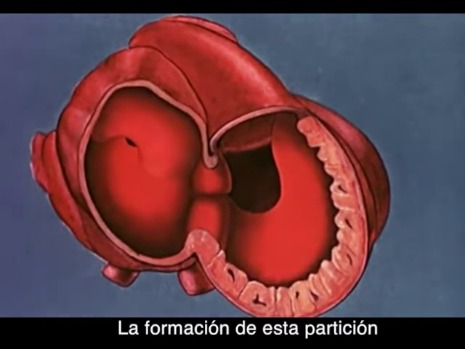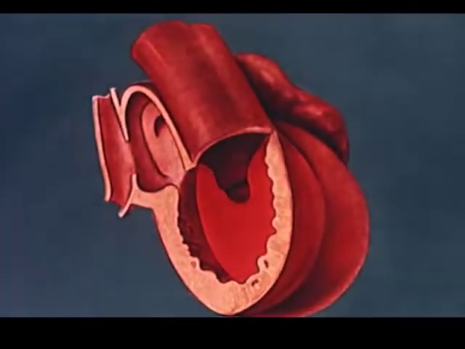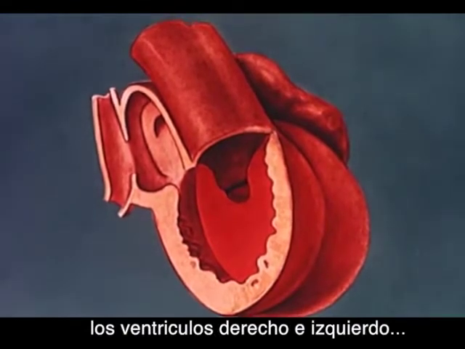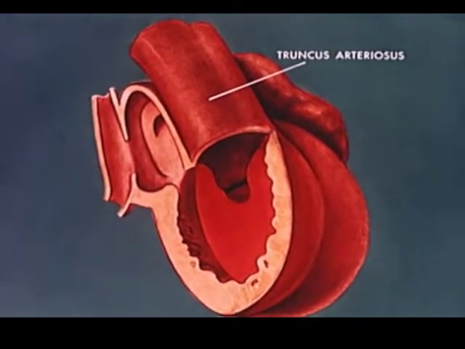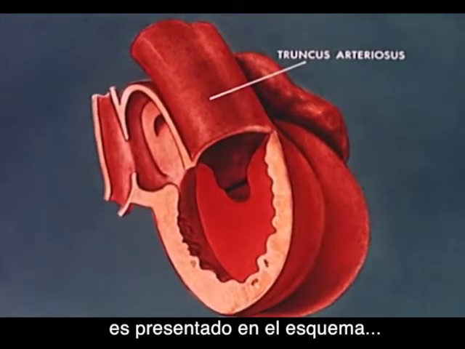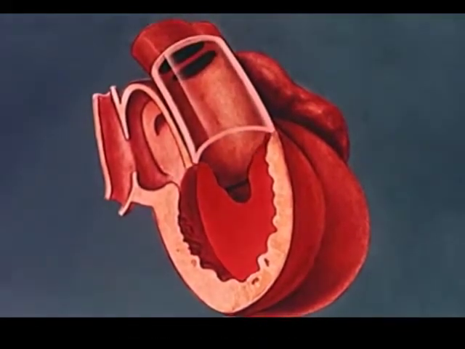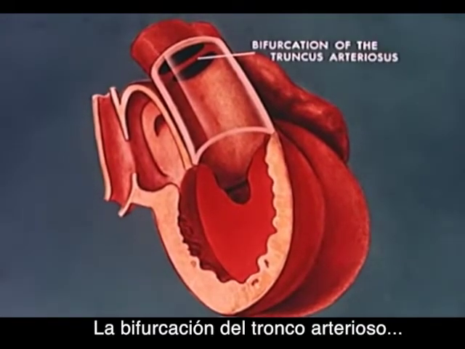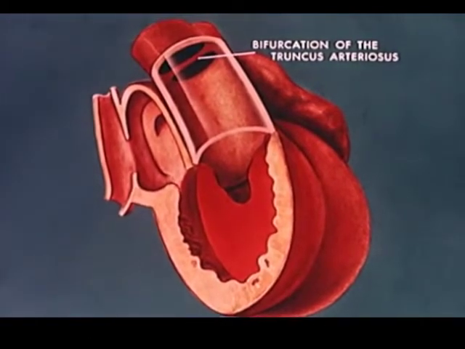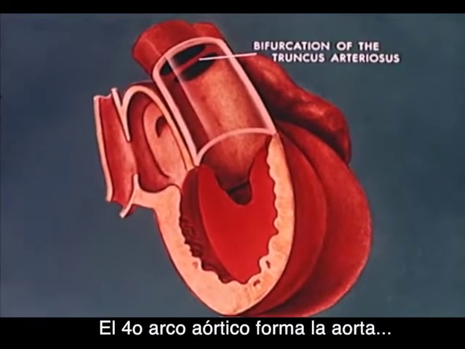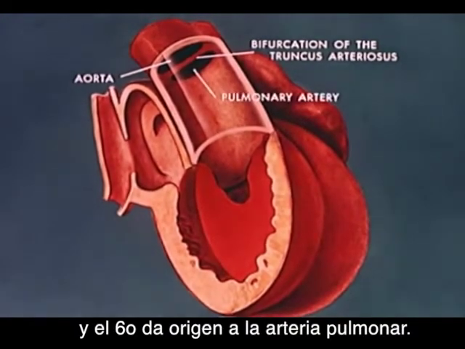The formation of this partition is more clearly seen if the heart is turned by 45 degrees. Originally, the right and left ventricles share a common outflow channel, the truncus arteriosus, which gives rise to the aortic arches. The truncus arteriosus is presented schematically as a transparent cylinder. The bifurcation of the truncus arteriosus, illustrated here, represents two of the aortic arches. The fourth aortic arch forms the aorta, and the sixth is the origin of the pulmonary artery.